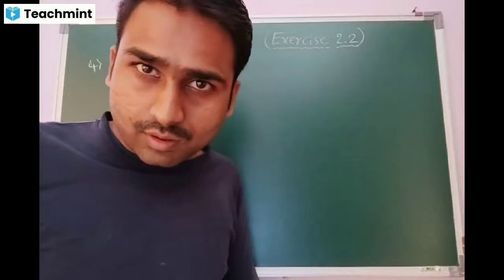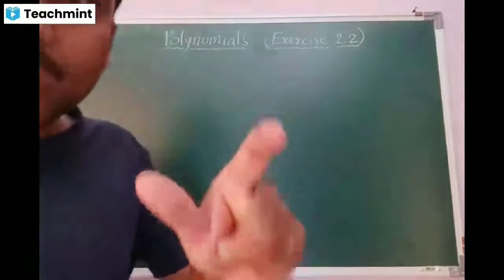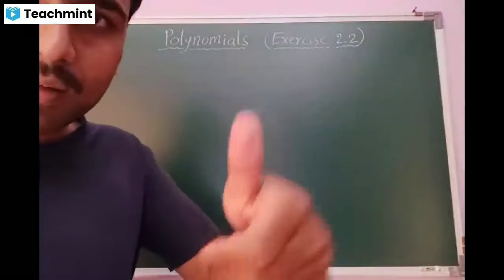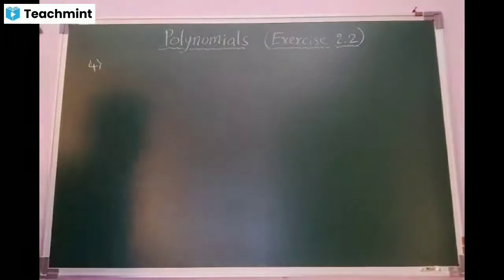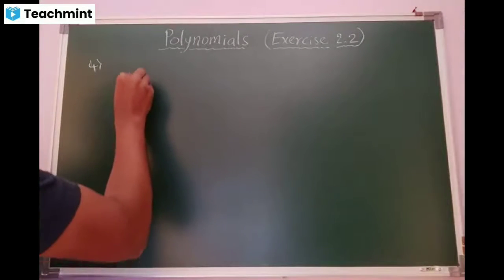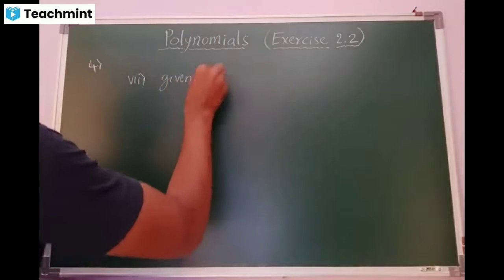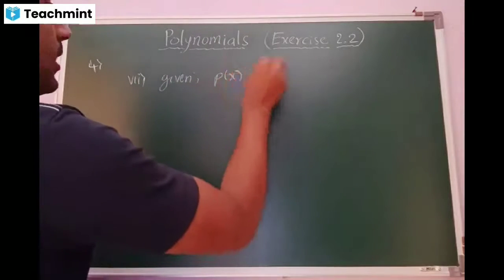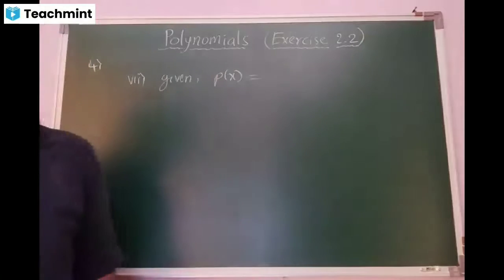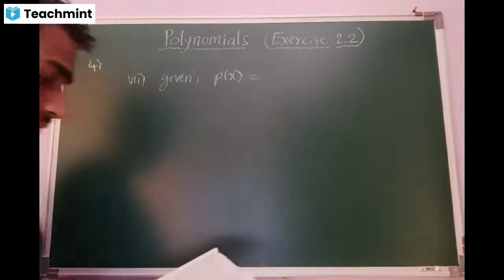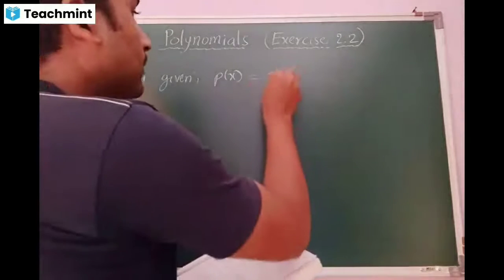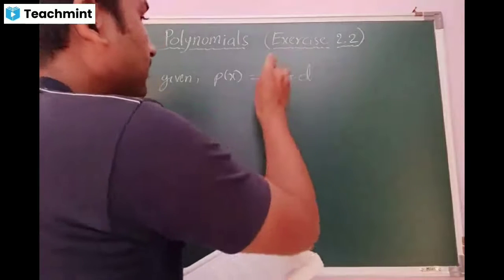Read it loudly, Muskan. P of x is equal to c x plus d, where c is not equal to 0, and c and d are real numbers. Okay, beta, let us step out. P of x is equal to c into x plus d.